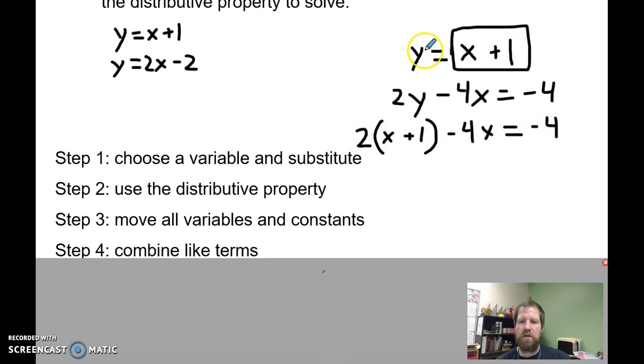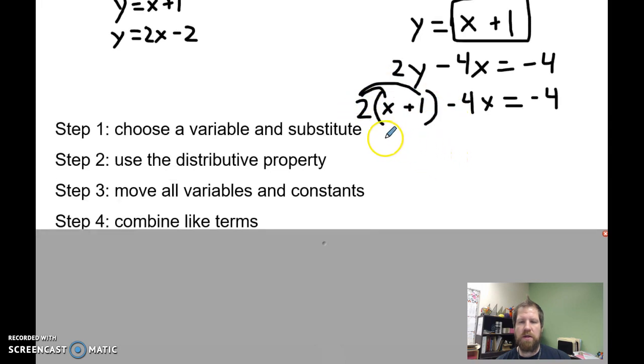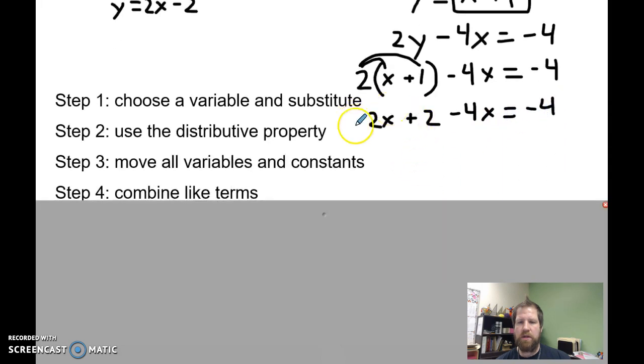You just need to make sure that when you are substituting, you don't lose whatever you're multiplying y by or dividing y by, whatever the case may be. I've got 2 times (x plus 1), so I'm going to distribute that 2 into both of my terms. 2 times x is 2x, plus 2 times 1 is 2, minus 4x equals negative 4. I'm done with the distributive property.